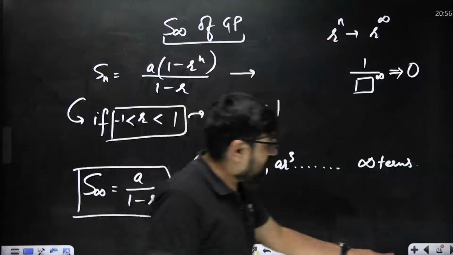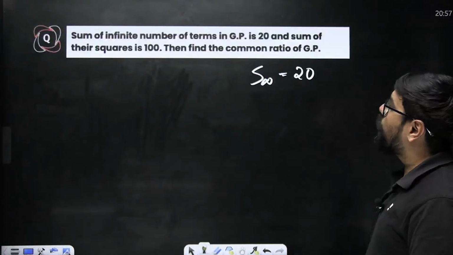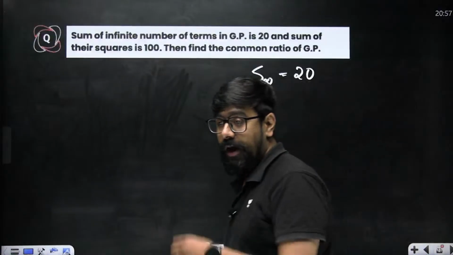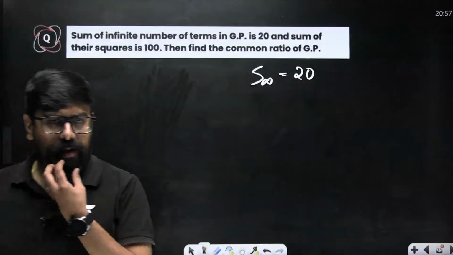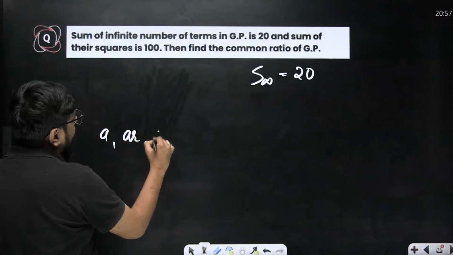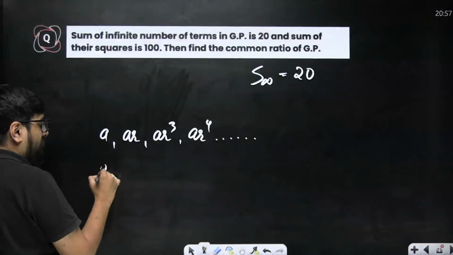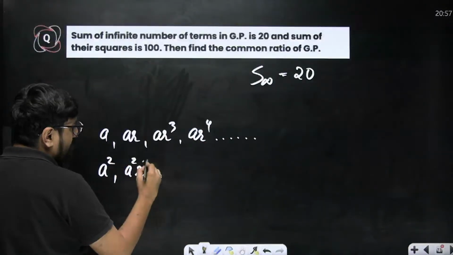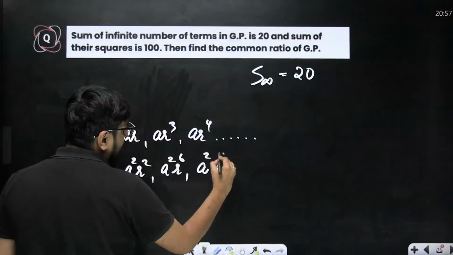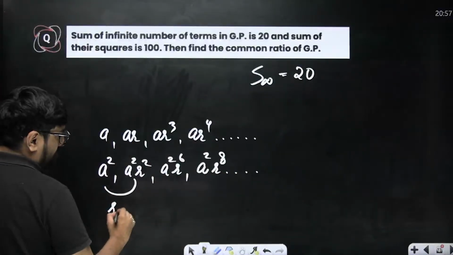Now based on this, try solving this question. Sum of infinite terms of a GP is equal to 20 and sum of their squares is equal to 100. If there is a GP a, ar, ar cube, ar to the power 4, square of terms will be a square, r square, a square r to the power 6, a square r to the power 8. Correct? What is the ratio over here? r square.